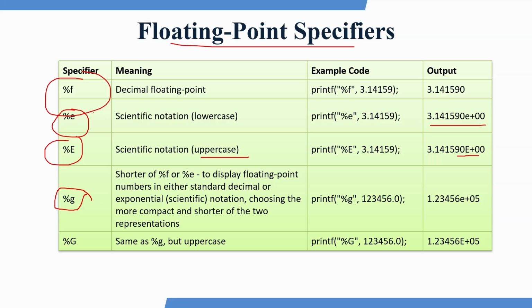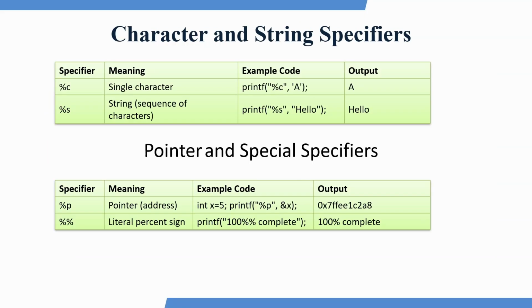And if you want the compiler or the runtime environment to choose the type of displaying your data by itself, we can use the percentage %g, and if you want to display the value in capital case, you can go for percentage %G.